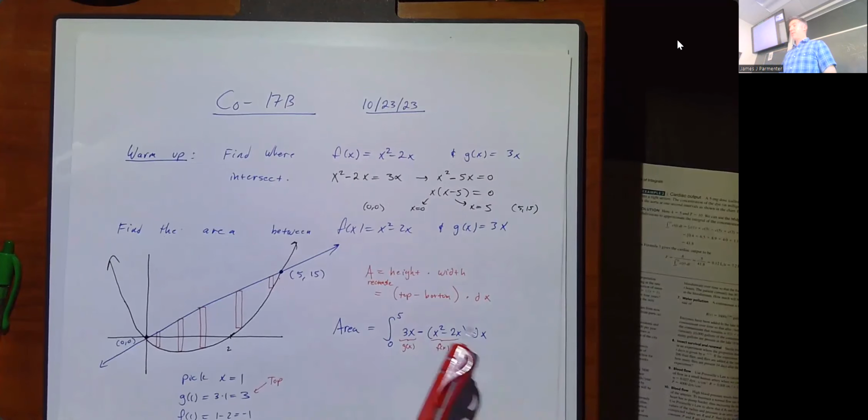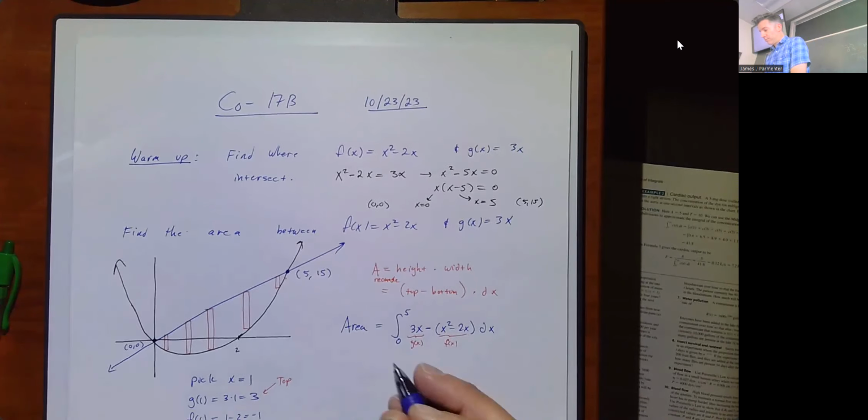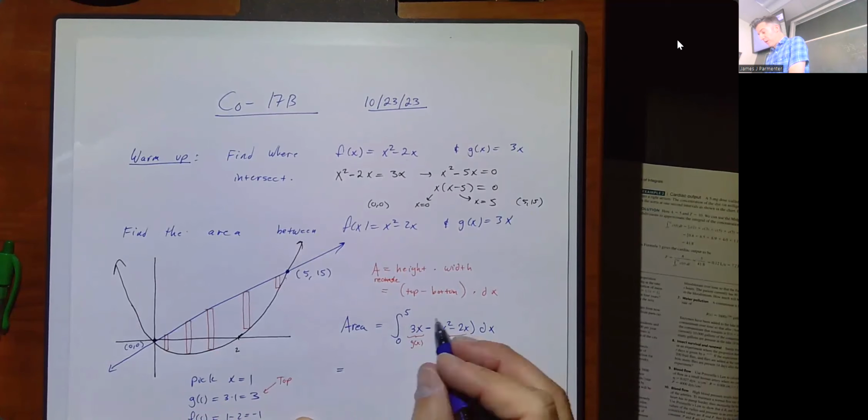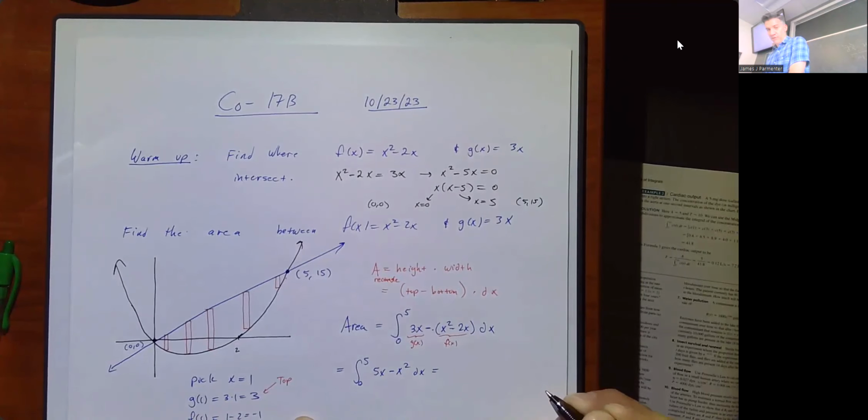And we totally could have gotten this integral with these limits of integration without drawing this picture, by just trying to figure out which one was on top by picking a point in between our intercepts, the places where the functions intersect each other. The rest of this is stuff you already know how to do. Simplify the integrand. You're going to get 3x minus x squared plus 2x, so 5x minus x squared. Then anti-differentiate. You get 5x squared over 2 minus x cubed over 3 from 0 to 5.